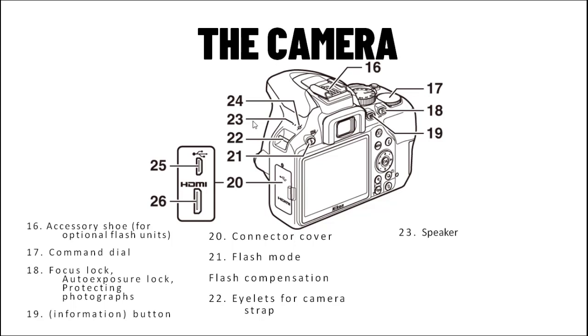And number 23 is the speaker of the camera. And number 24 is the focal plane mark. Okay, and number 25, we have the USB connector. This is inside this. Okay, these two ports are inside this very place. So that's number 25, and number 26 is the HDMI connector, which is here.